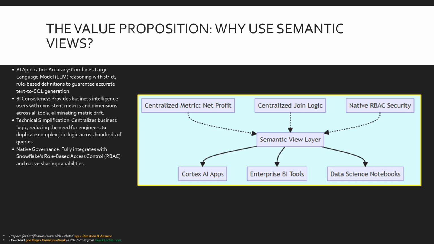This architectural graph demonstrates the hub and spoke benefit of semantic views. Notice how the semantic view layer sits at the center of your data ecosystem. It absorbs your centralized metrics, join logic, and native RBAC security policies from the bottom. Then, it serves as the single source of truth radiating outward to all your consumption endpoints, Cortex AI apps, enterprise BI tools, and data science notebooks. Update a metric definition once in the center, and it instantly propagates across your entire enterprise.